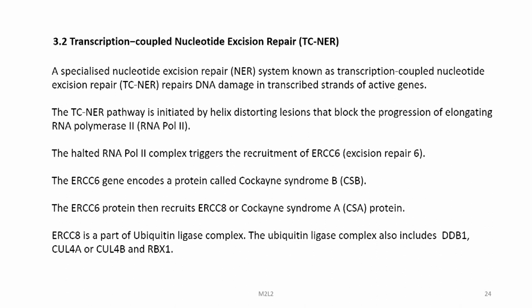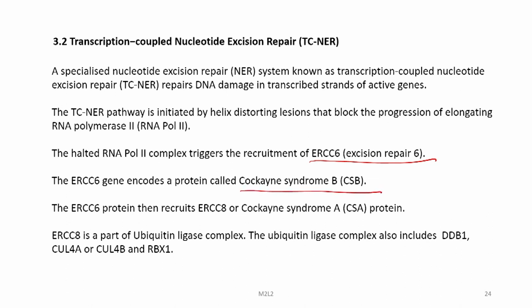Let us now examine transcription coupled nucleotide excision repair, or TC-NER. This is a specialized nucleotide excision repair system which repairs DNA damage in the transcribed strands of active genes. The TC-NER pathway is initiated by helix distorting lesions that block the progression of elongating RNA polymerase II. The halted RNA Pol II complex triggers the recruitment of ERCC6, or excision repair 6. The ERCC6 gene encodes a protein called Cockayne syndrome B, CSB.